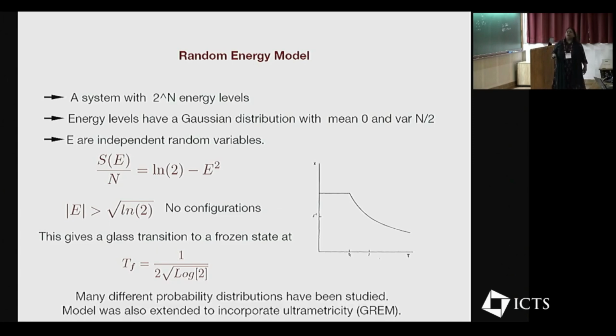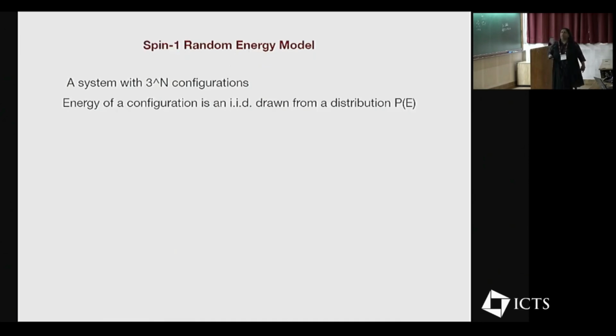And I'm not going into the history of the random energy model. One can find a lot of work. Since then, one doesn't have to go and motivate it from the Sherrington-Kirkpatrick model. These three are enough to define the random energy model. In fact, many different probability distributions other than the Gaussian have been studied, and the glass transitions and other features have been found in them. There is also an extension of the random energy model, known as GREM, which also incorporates ultrametricity. But we will not go to GREM, we will only be talking of REM.